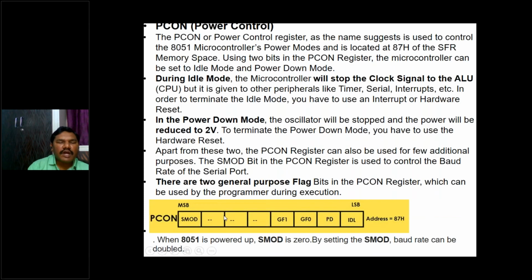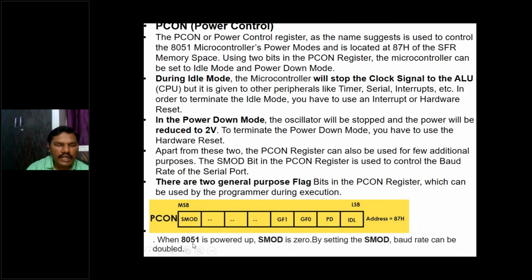So when you are running for different baud rates, this SMOD will be 0 or 1, because in serial communication the baud rate is calculated as 2 power SMOD by 32 into 1 by 12 into oscillator frequency by 256 minus TH1. This is the equation we have. The first term in the equation is 2 power SMOD. If the SMOD bit is 0, it means the same operation. If that bit is 1, 2 power 1 means 2, so the speed of operation or baud rate can be doubled.